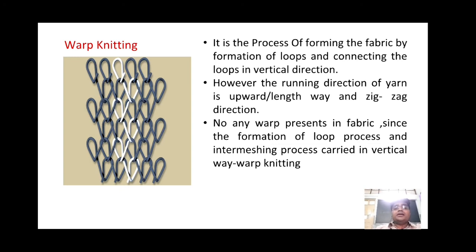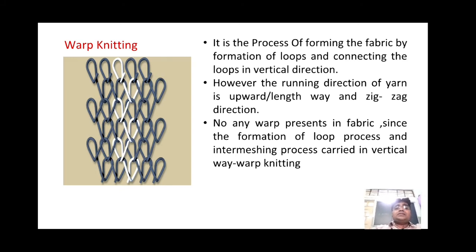However, the running direction of the yarn is upward, in a lengthway and zigzag direction. If you look at the diagram, the white yarn does not travel straight; it runs in a somewhat zigzag fashion. It runs in the lengthway direction, but along with that it also travels in a zigzag, from right to left, right to left. So this is known as a zigzag direction, and this is known as warp knitting.